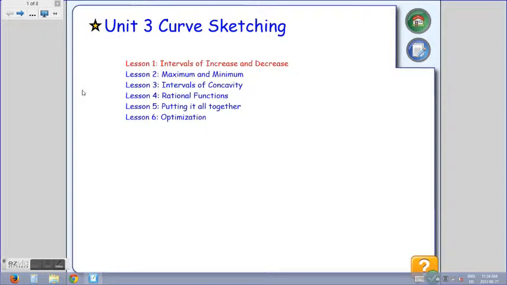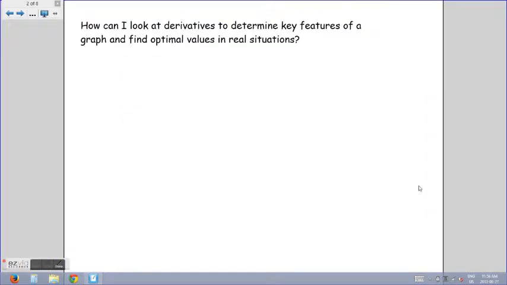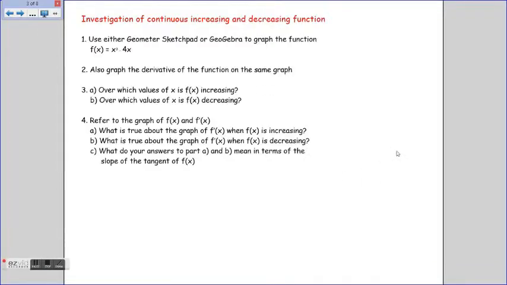In this unit, we will investigate and apply the relationships between the derivative of a function and the shape of its graph. We will use derivatives to determine key features of a graph, and we will find optimal values of real situations. So let's get started in how we can look at derivatives to determine key features of graphs and find optimal values in real situations. Let's first go through this investigation together.